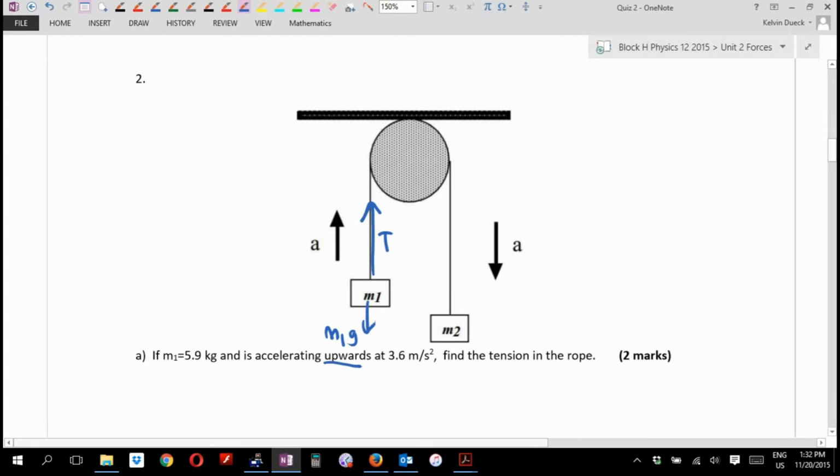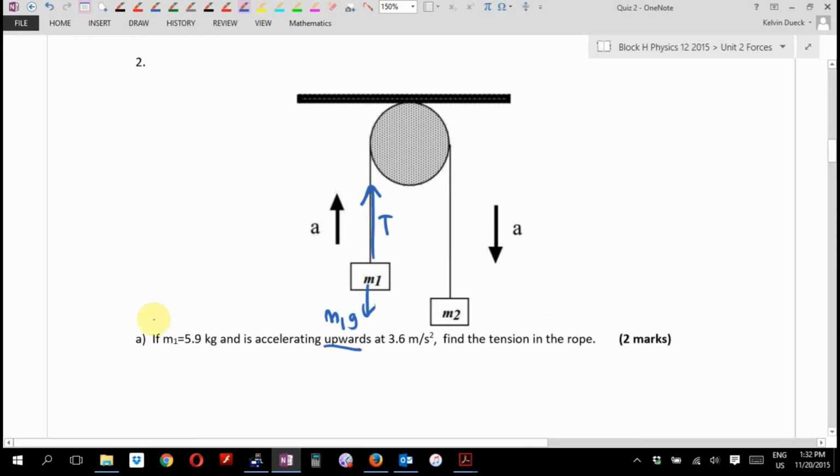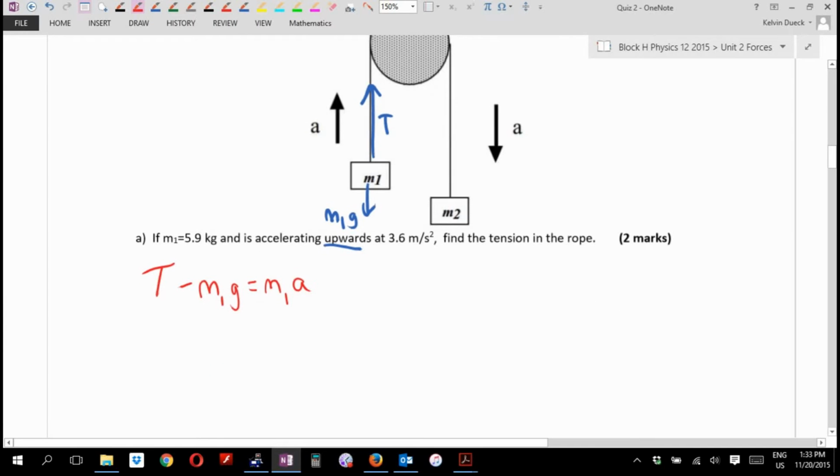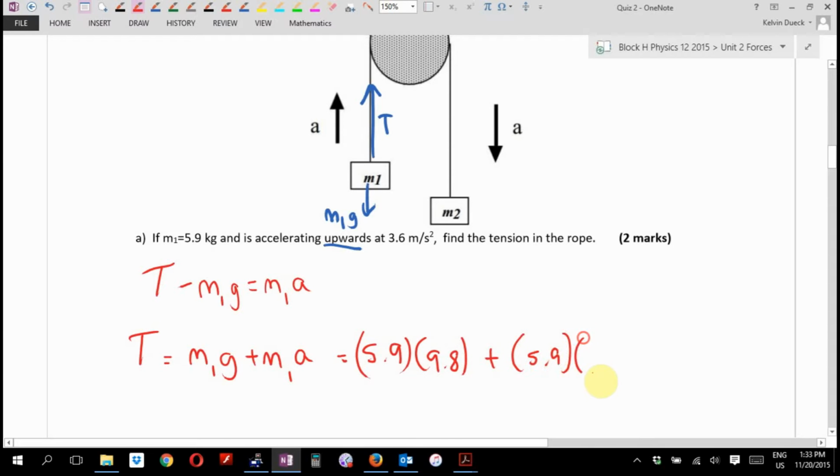Who's winning? Who's losing? M1G, and that equals M1A. I know all of those except for tension. I'll get the tension by itself. Tension is going to be M1G plus M1A, or M1A plus M1G. It's going to be 5.9 times 9.8 plus 5.9 times 3.6.